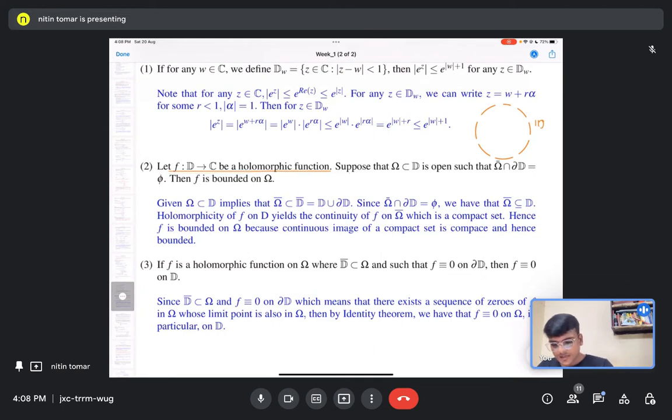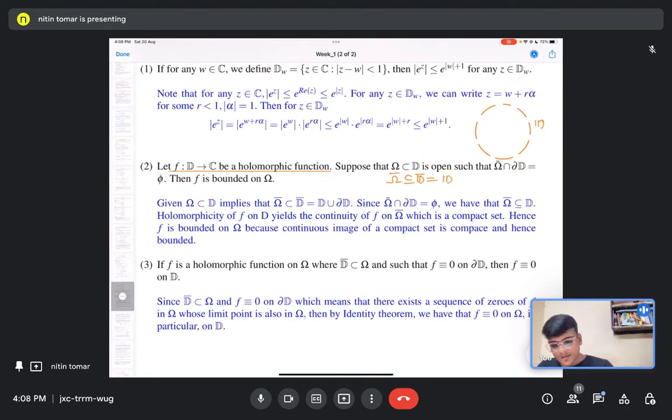Now suppose some omega is in D, so omega lies inside D, something like this. So this is omega, such that omega bar intersection with the boundary of the circle is empty. So what does this mean? If omega is contained in D, this implies omega bar is contained in D bar, right?